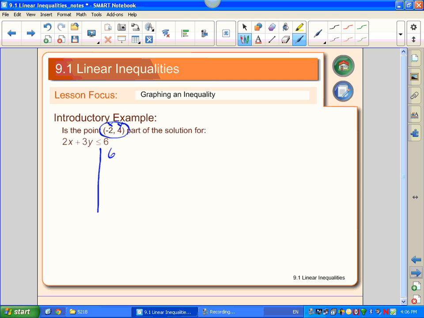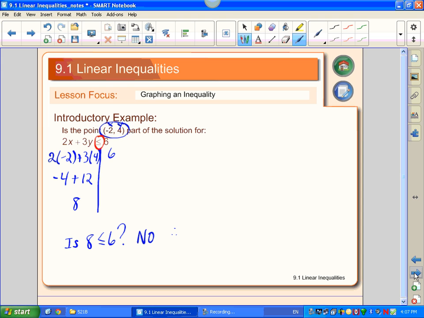On my right-hand side, it has to be 6. My left-hand side is 2 times -2, plus 3 times 4. So that's -4 plus 12, which is 8. And back to my inequality statement, it says that this is less than or equal to 6. So my question for you is, is 8 less than or equal to 6? No.